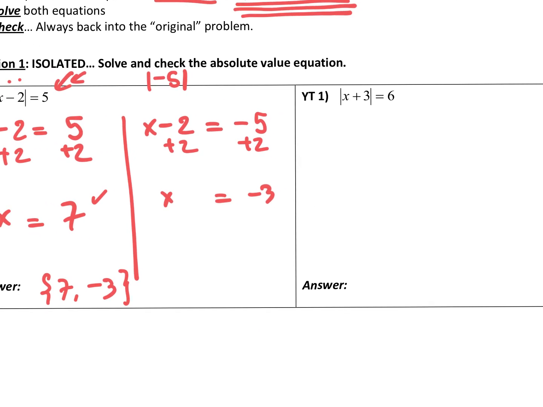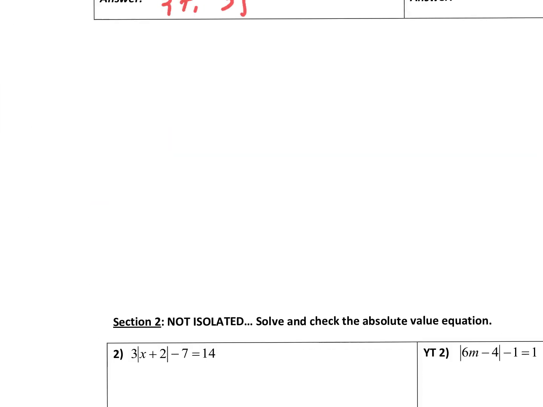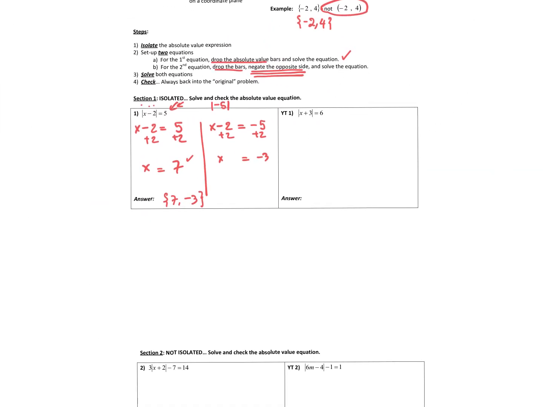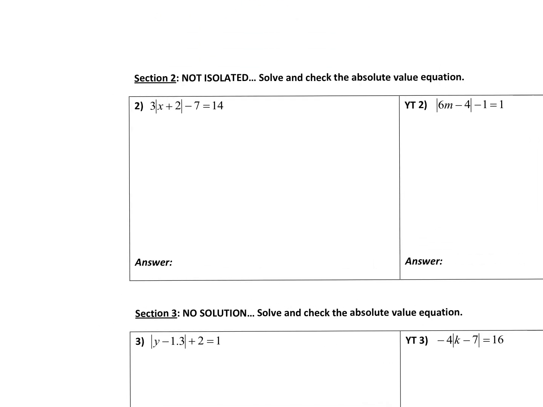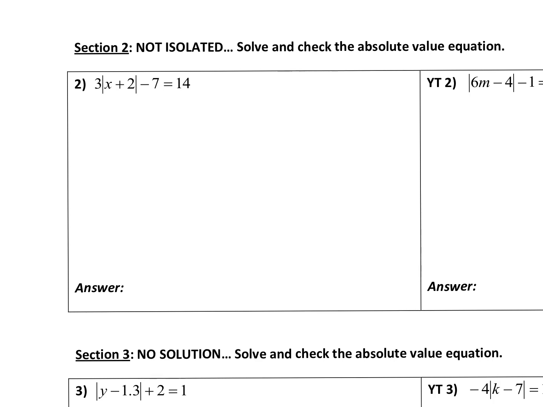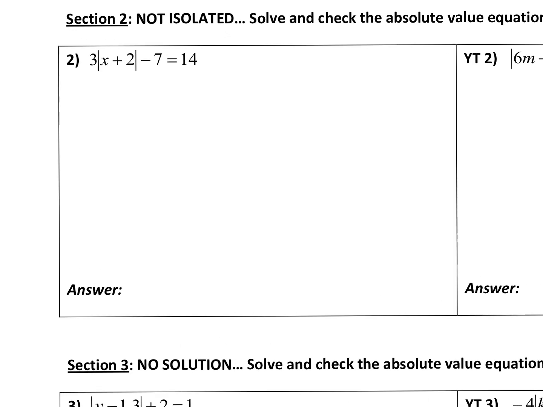All right, so I'm going to leave you the example on the right side, and I'm going to do number 2. Okay. All right, so for this one, you have a number in front of the absolute value, which is very much like a coefficient, and then the whole thing minus 7 equals 14. Now we're going to work this one through, not isolated yet. We're going to isolate until we only have the absolute value on one side.